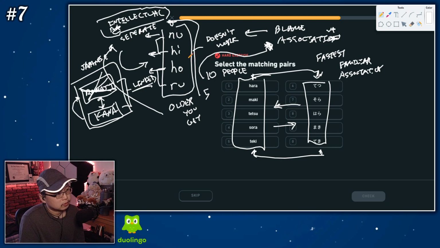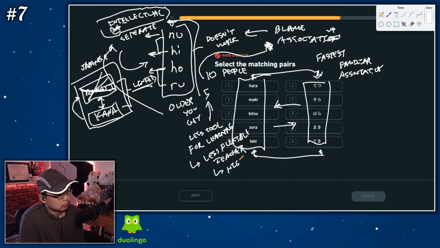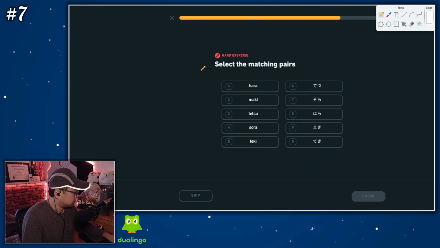So what that means to me is these 5 have less tools to learn, and they are likely less flexible as teachers. They do have a higher ceiling though. In exchange, they have a higher ceiling of expertise. That's kind of the whole thing from yesterday. Anyways, let's practice again.